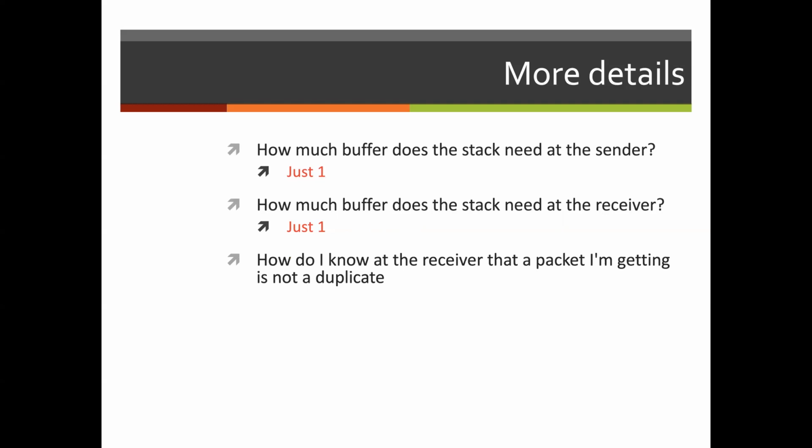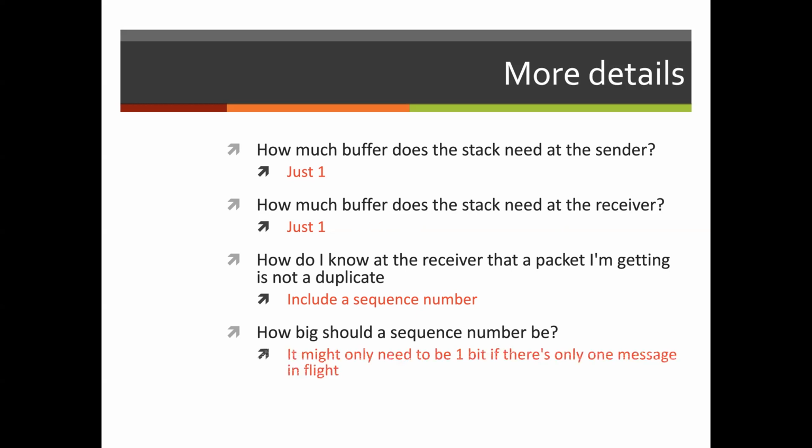So how do I know at the receiver that a packet I'm getting is not a duplicate? We know this because we include an appropriate sequence number. And so we want to say, how big should a sequence number be? And really the sequence number might only need to be 1 bit if there's only one message in flight.